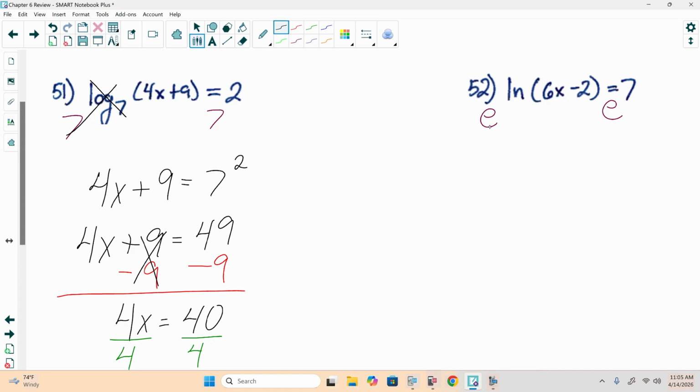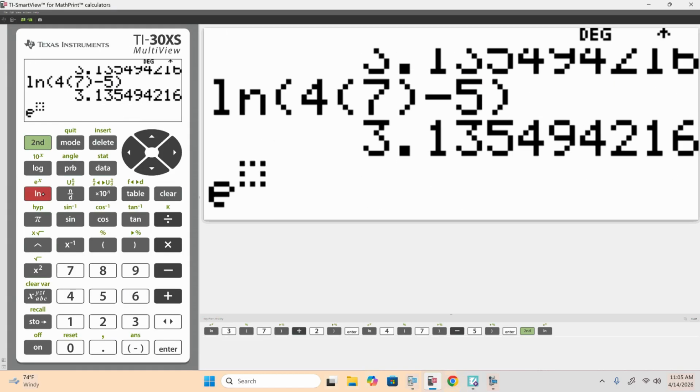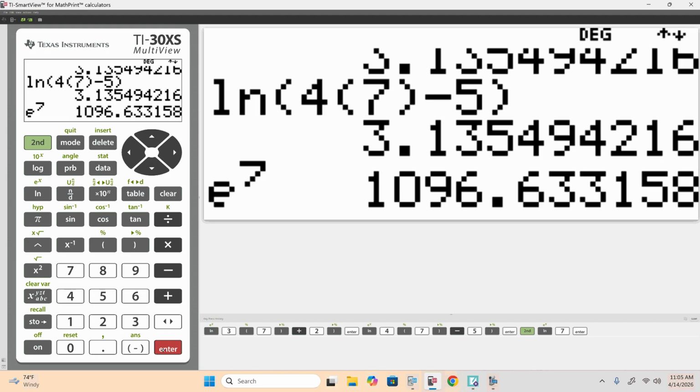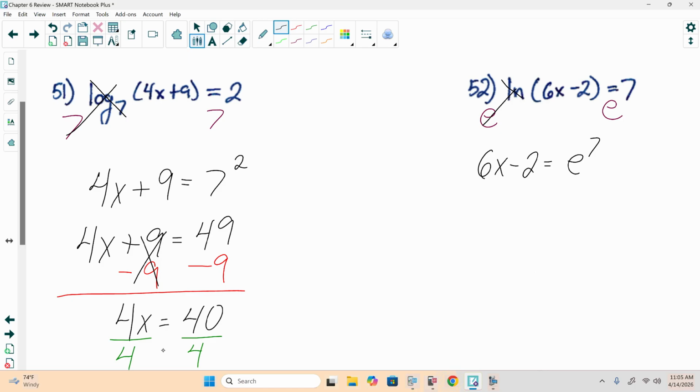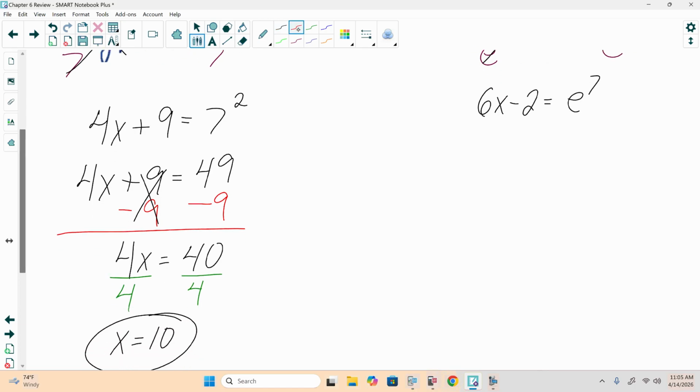And e to the natural log is 6x minus 2. E and the natural log will simplify out, telling me that 6x minus 2 is going to equal e to the 7th power. E to the 7th, we can use the calculator to figure out what that is. And e to the 7th is an irrational number, so for the time being, we will leave it as e to the 7th power. So we get 6x minus 2 equals e to the 7th.